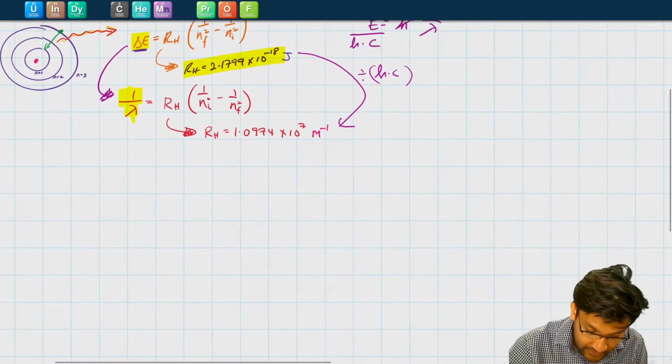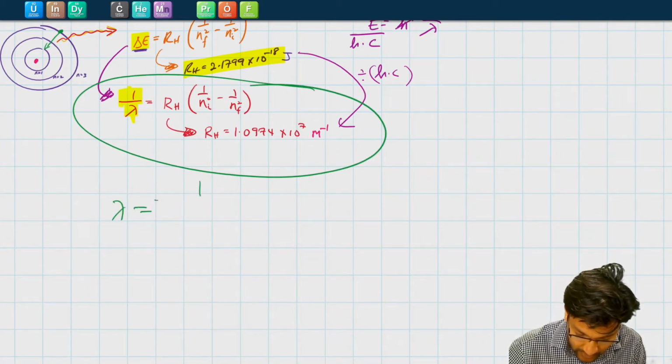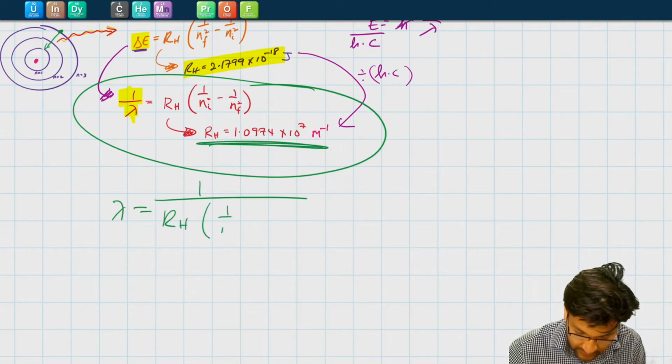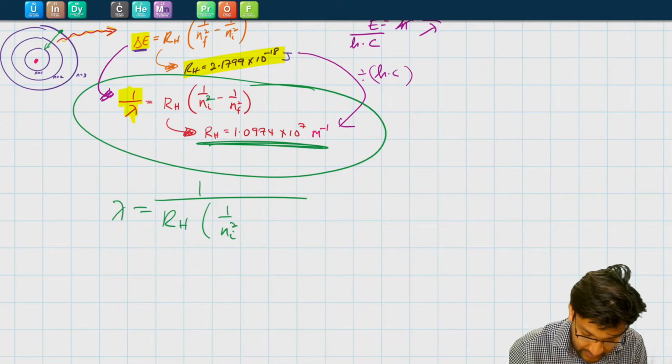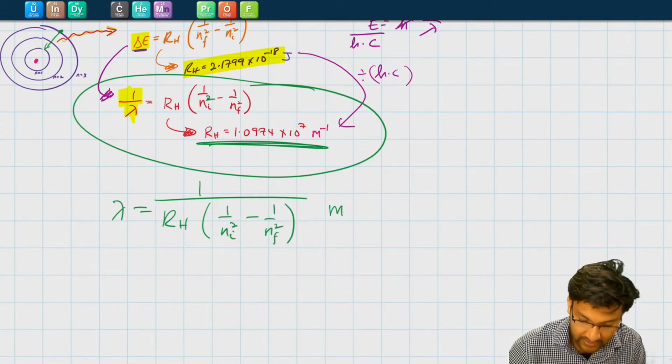So if I were to use this second equation, the wavelength then of light that's emitted is just 1 divided by the Rydberg constant that I use here times 1 over initial value squared, right? This should be squared, minus 1 over final value squared. And this will be in meters.